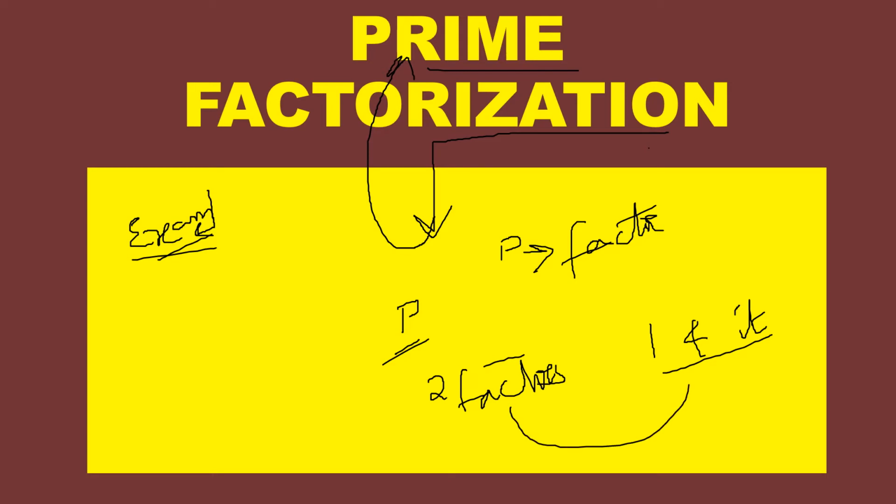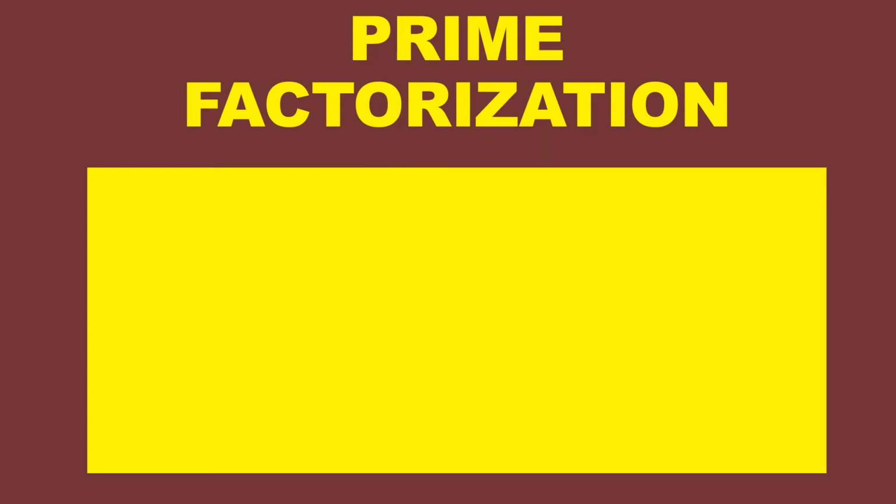The two factors: one is a common factor for each and every number, and itself means the number itself will go in its own table, right? So prime numbers are numbers which have only two factors, and factorization means the process of finding the factors. So if you are finding the factors of a number and those factors are prime numbers, then that factorization is prime factorization.